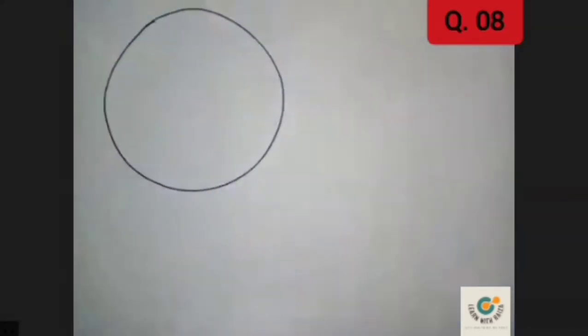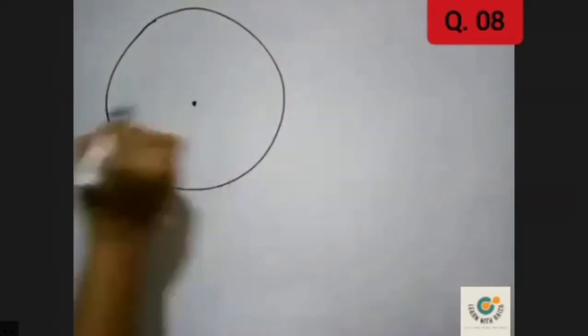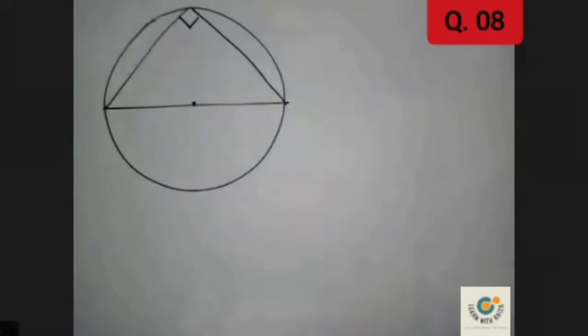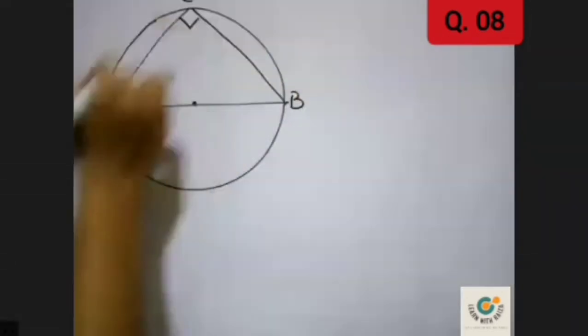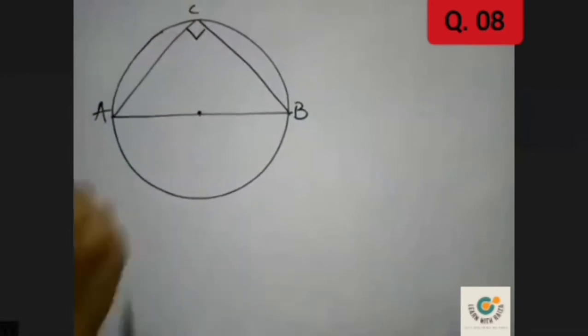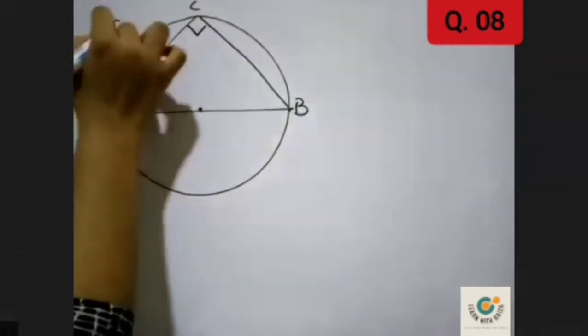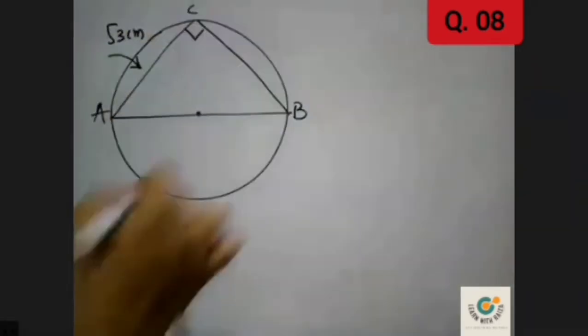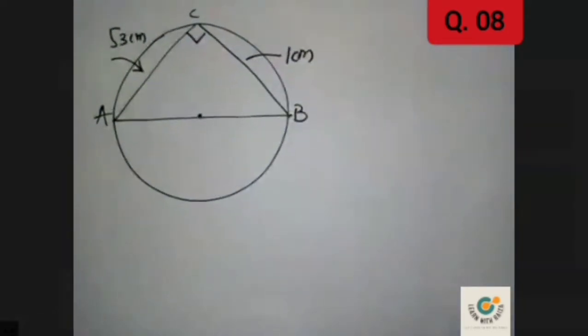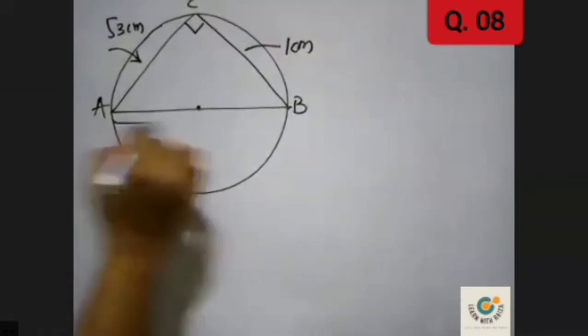I have a circle and this is the center of the circle. I can draw a triangle in the circle like this. And this is 90 degree perpendicular. I mark the three vertices A, B, C, right? So this part AC is root 3 centimeters and CB is 1 centimeter. All right. So we have to find the length of AB.